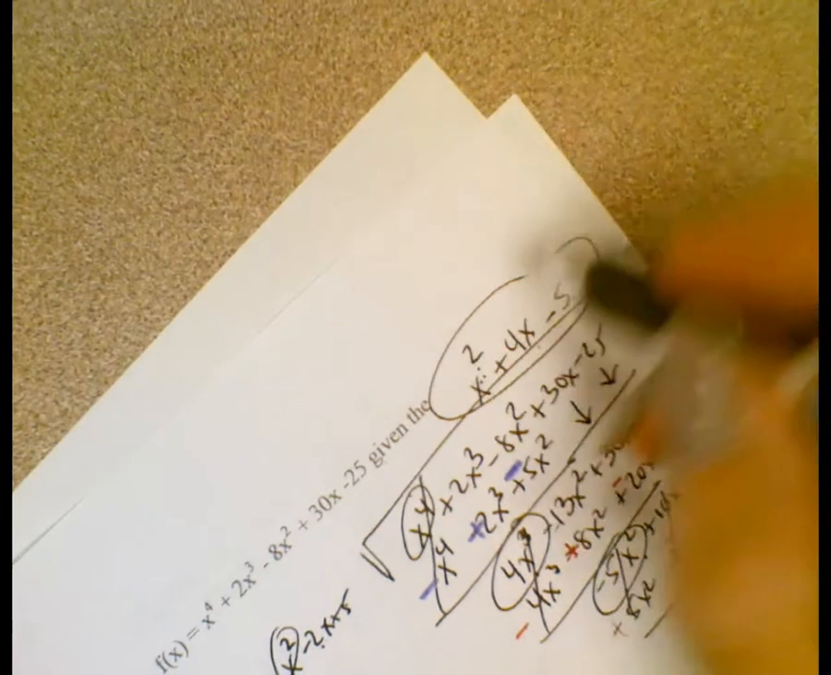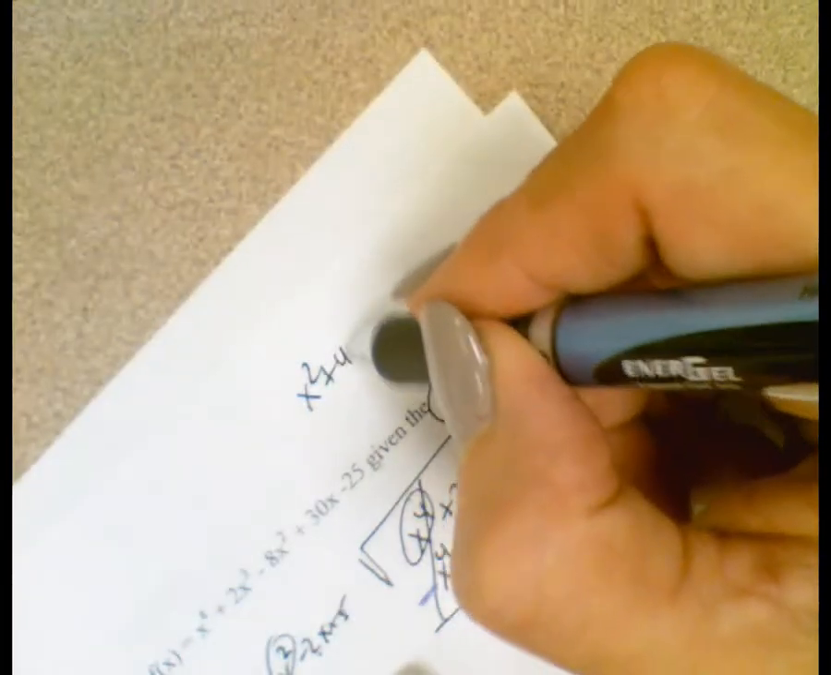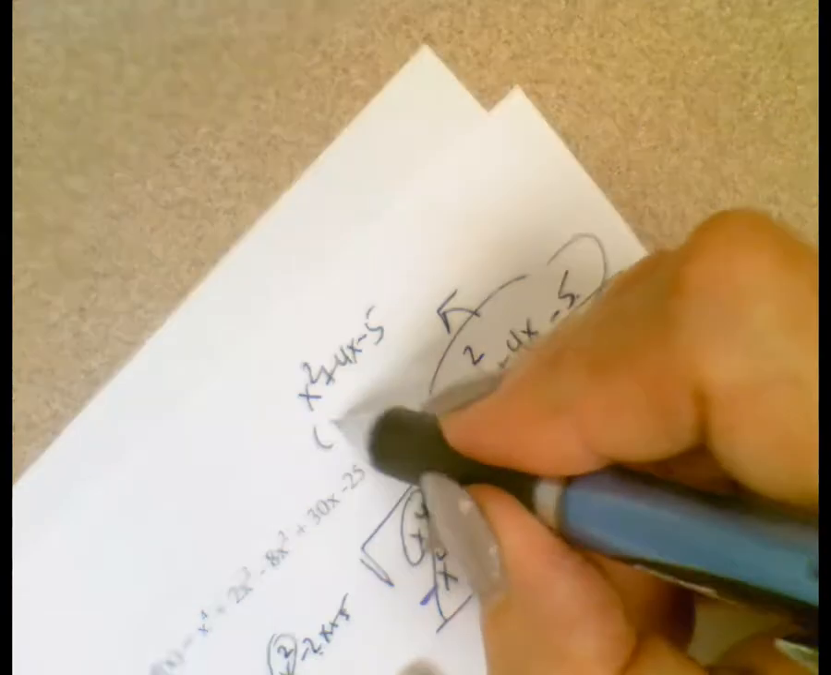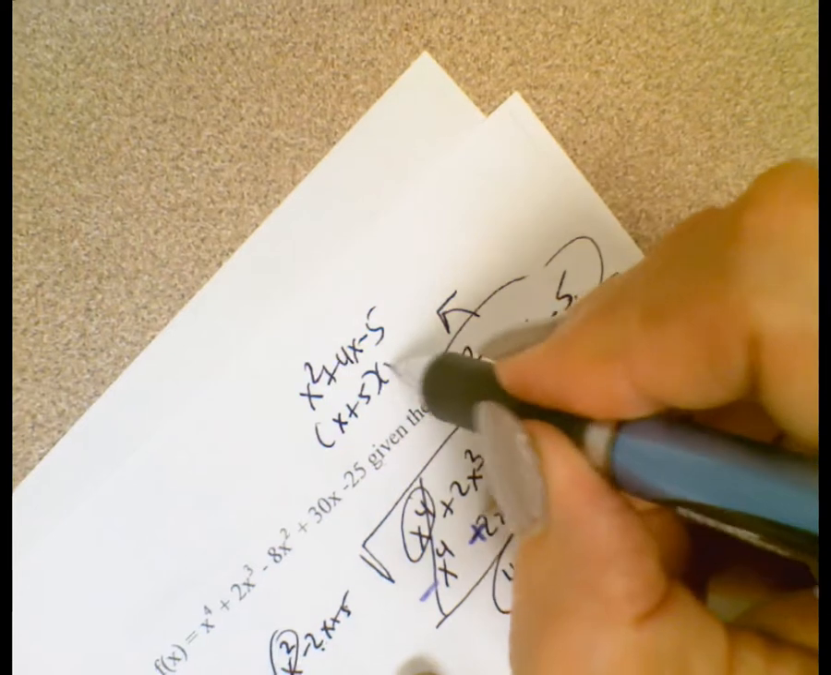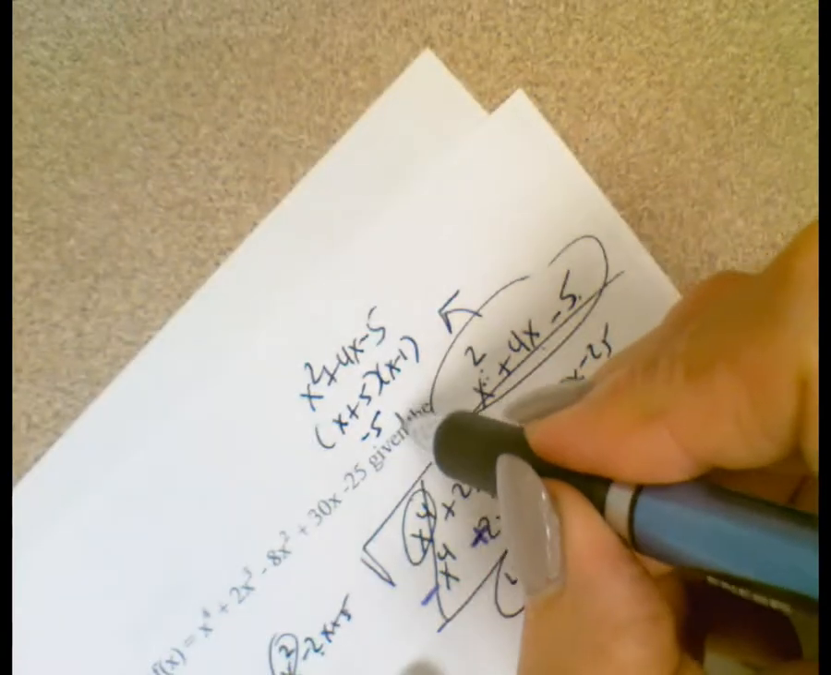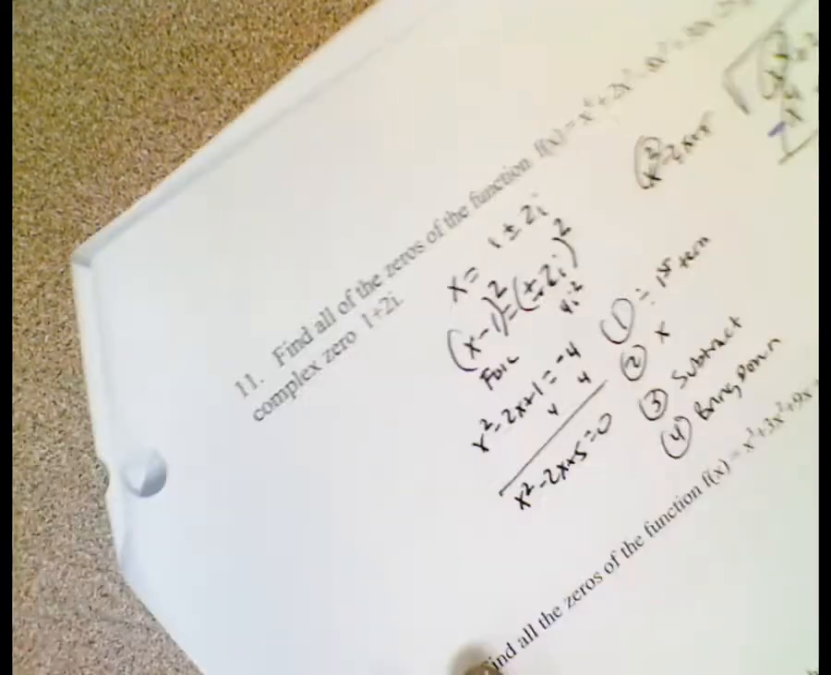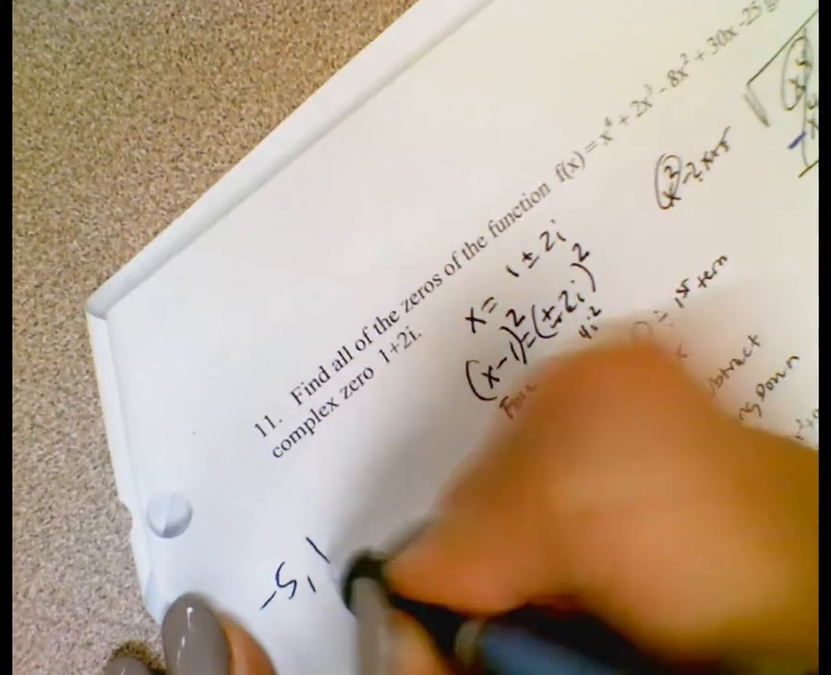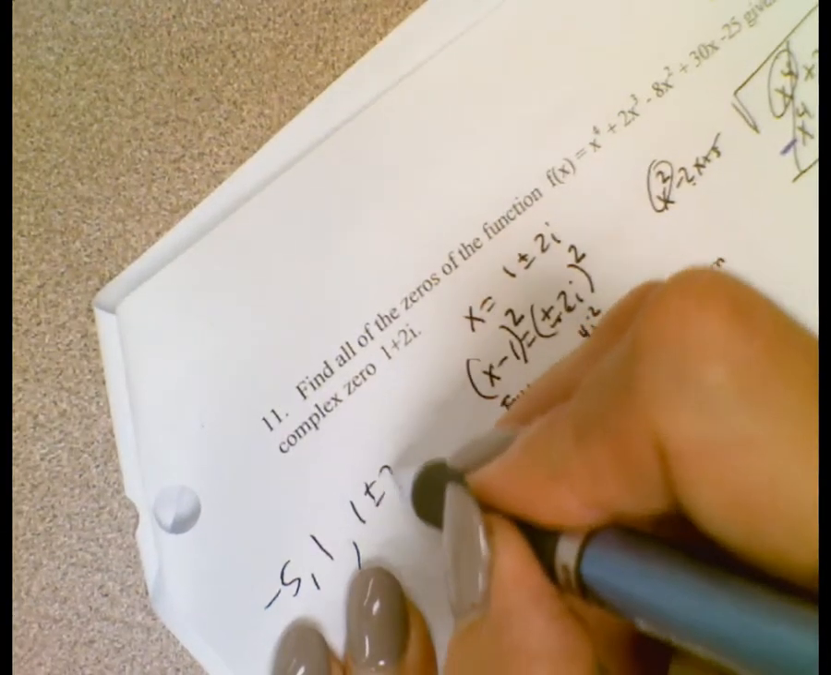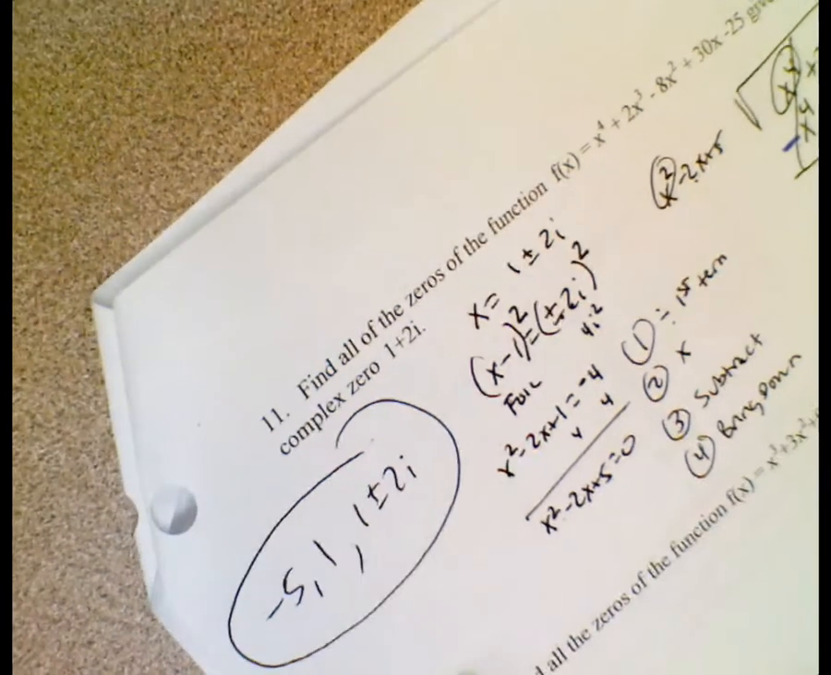So now, you're going to take this trinomial and you're going to factor it. X plus 5 and x minus 1. So when it says what are the zeros, one of your zeros is negative 5 and one of them is 1 if you set those equal to 0. So your zeros are negative 5 and 1. We just found them. And 1 plus or minus 2i. Those are your four zeros.